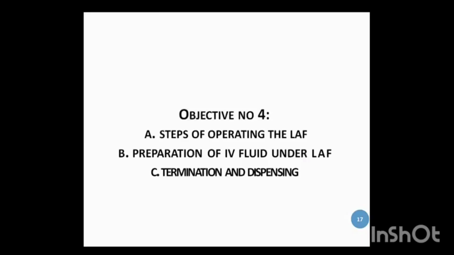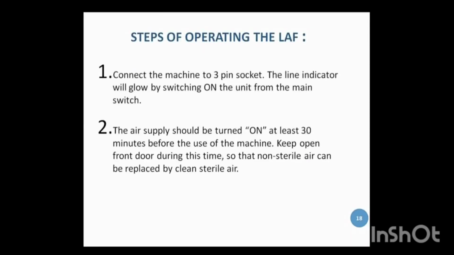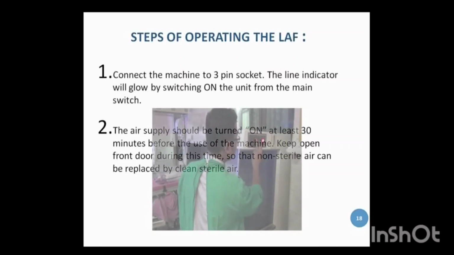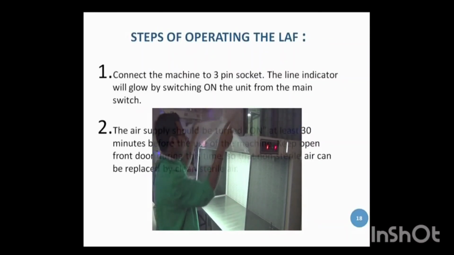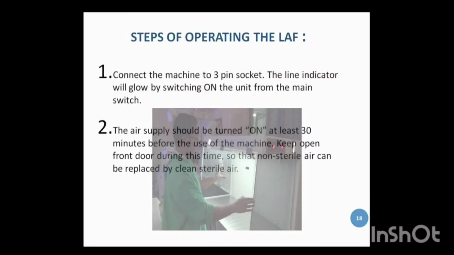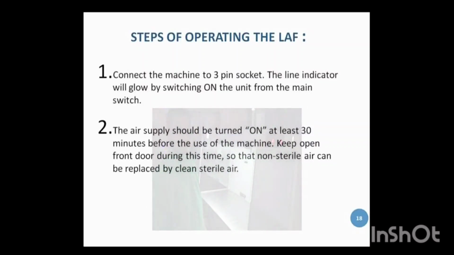So the first step of operating the laminar airflow is basically to connect the machine to a 3-pin socket. The line indicator will glow by switching on the unit from the main switch. Step number 2 is the air supply should now be turned on at least 30 minutes before the use of the machine. Keep open the front door during this air so that the non-sterile air can now be completely replaced by clean sterile air.